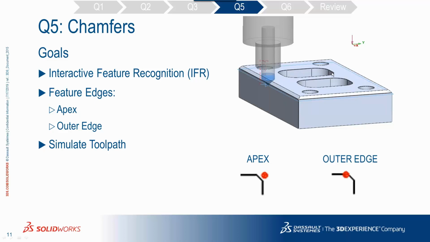But on the blueprint, it's very common. You'll see, okay, break all edges, 20 thou. So in that scenario, you'll utilize the apex method for machining those chamfers. Great, thank you, Santiago.